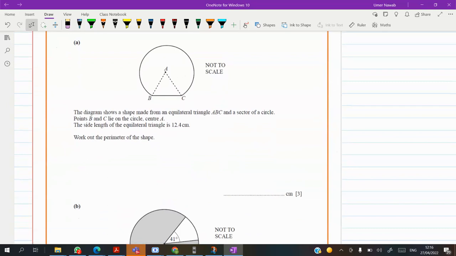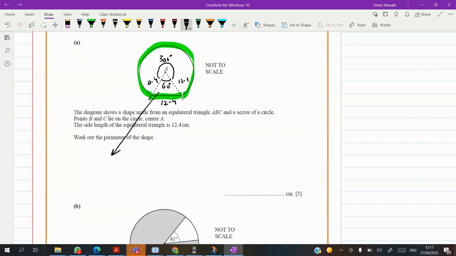Now we come to this case. We want to find the perimeter of the shape. So the perimeter of the shape is this plus this. It's an equilateral triangle, so this is 12.4, this is 12.4, this is 12.4, this is 60 degrees, and the back angle is 360 minus 60, which is 300 degrees. Now this shape is made up of two figures. Number one is the triangle, and the sector.